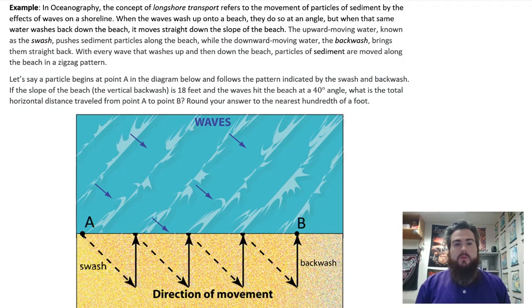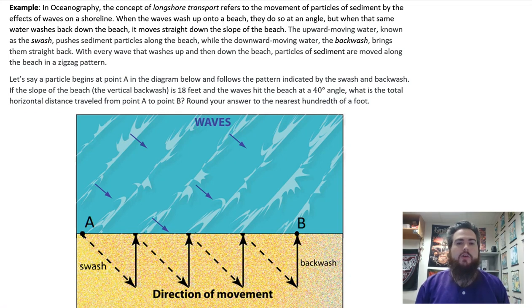In this example, we have that in oceanography, the concept of longshore transport refers to the movement of particles of sediment by the effects of waves on a shoreline. When the waves wash up onto a beach, they do so at an angle, but when the same water washes back down the beach, it moves straight down the slope of the beach. The upward moving water, known as the swash, pushes sediment particles along the beach, while the downward moving water, the backwash, brings them straight back.